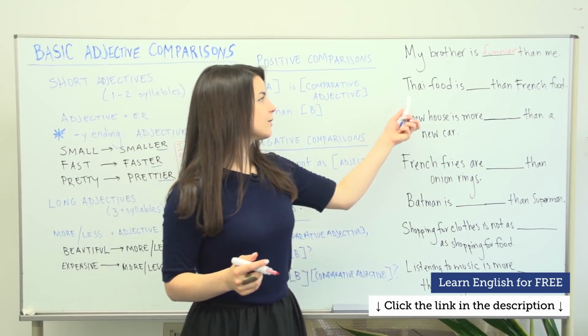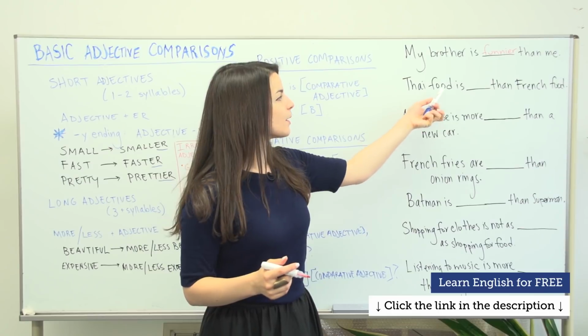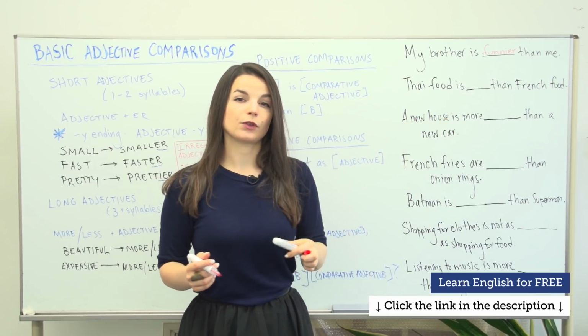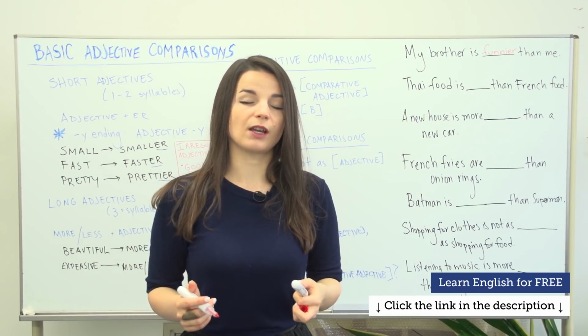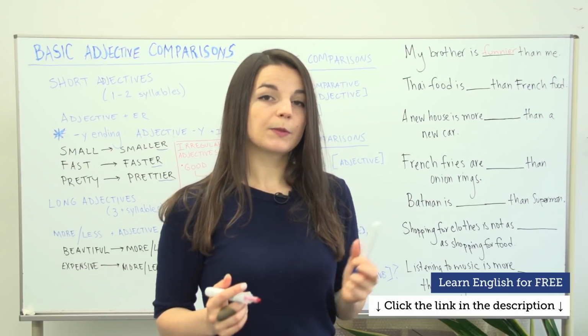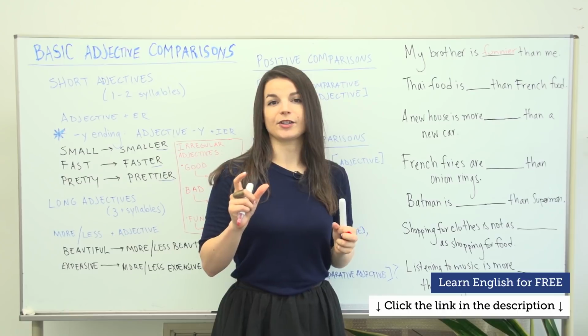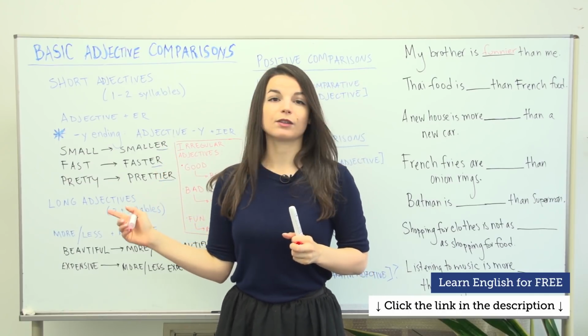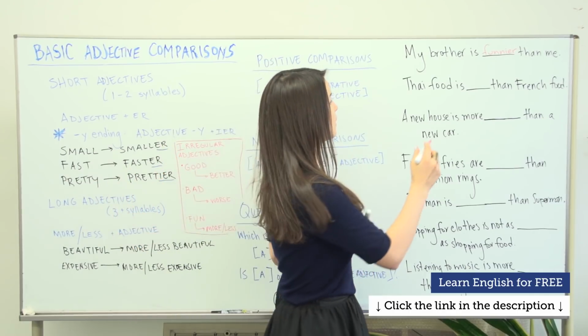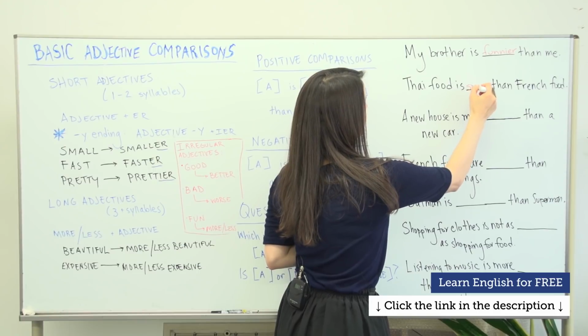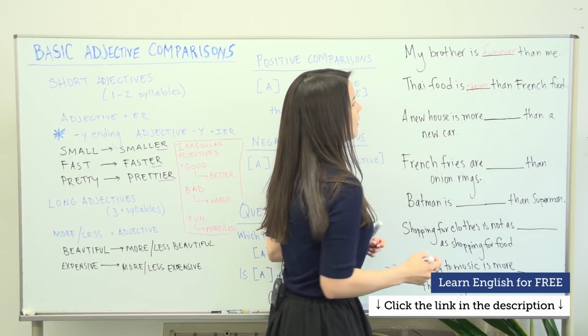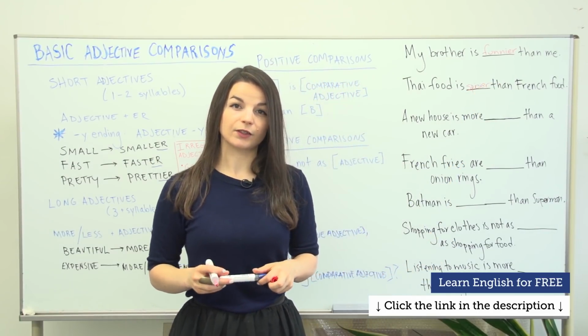Okay, let's go to this one. Thai food is something something than French food. For this one, I want to use the adjective spicy. So spicy, just like funny, ends in Y, and it's a short adjective. So again, I need to apply this rule here. So Thai food is spicier than French food is the right answer for this one.